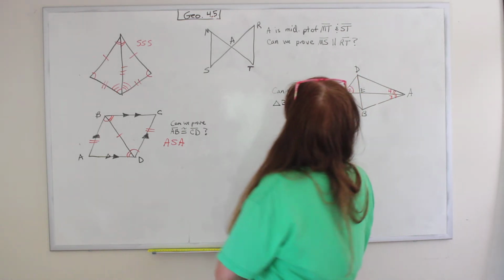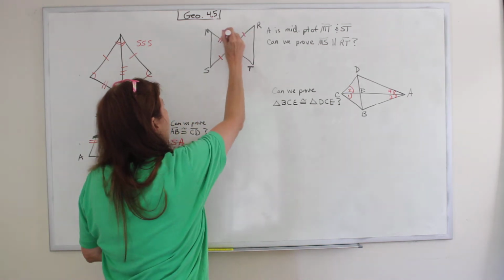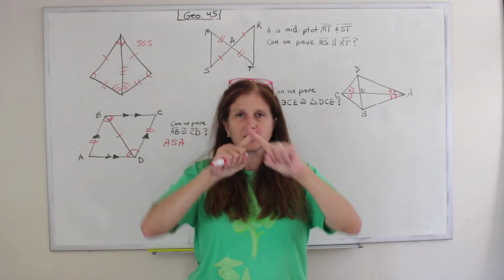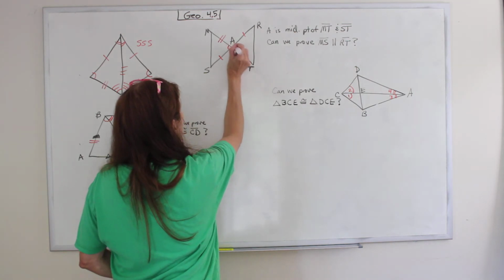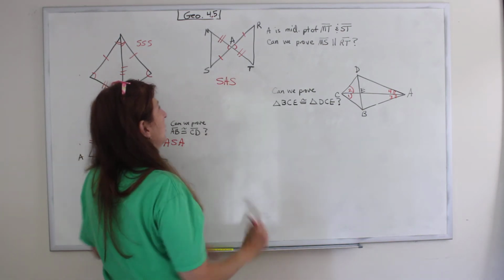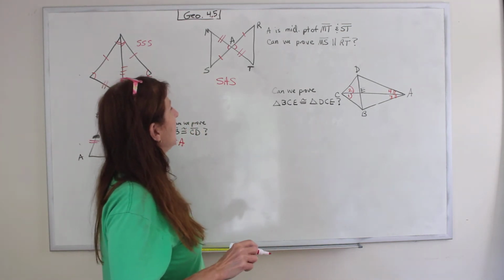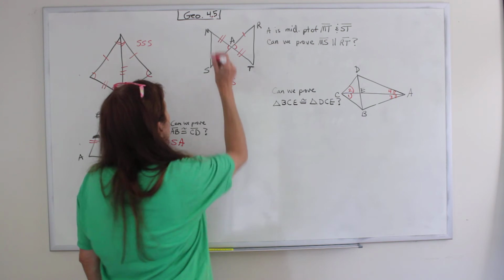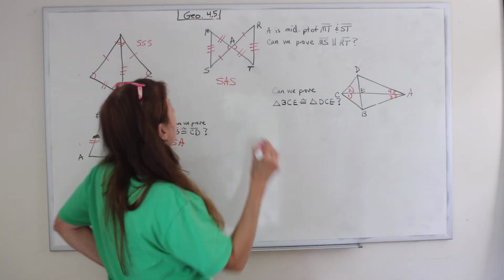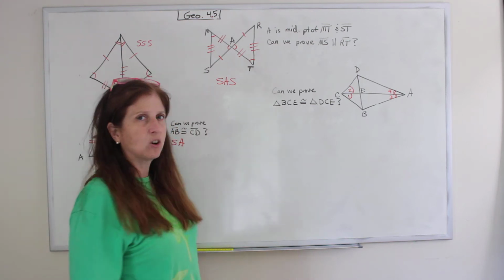I think we can. So let's think about what we know since it's the midpoint. Well, we know this line equals that one and that line equals that one. What else do we know? Vertical angles. We know that this angle equals that one. So we have side, angle, side, proving that these two triangles are the same. And corresponding parts of congruent triangles are congruent. So we know this one equals that one. But that's not what's so important. What we know is that this angle equals that one because they correspond.